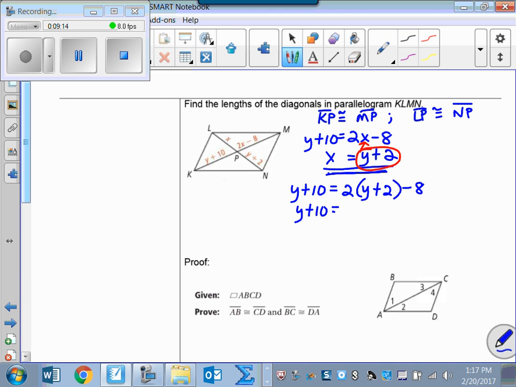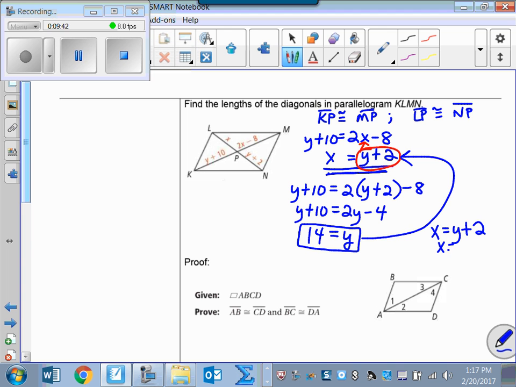Okay, so y plus 10 equals 2y, and that'll be plus 4 minus 8, so that's minus 4. So let's get that 4 on the left. That'll be 14. Subtract y from both sides, and so y is 14. Now I can just plug this 14 right back up into this equation, and I'll have x, right? x equals y plus 2. So x equals 14 plus 2. That means x equals 16.